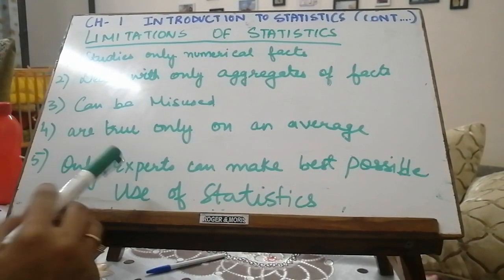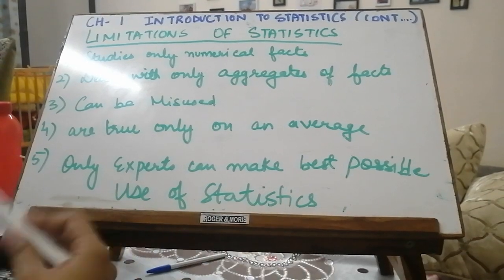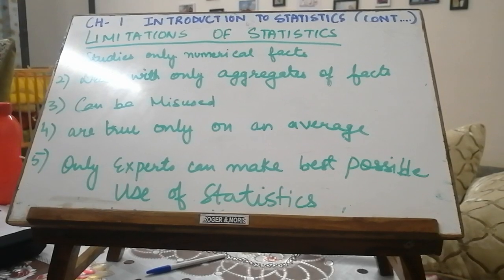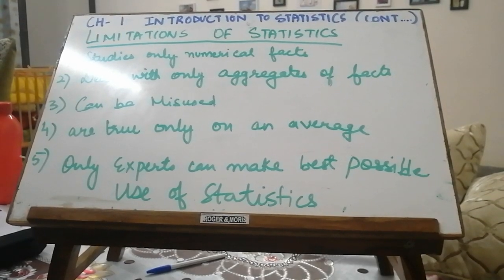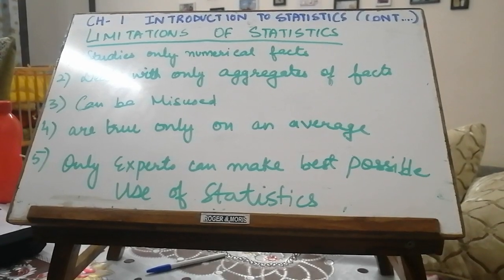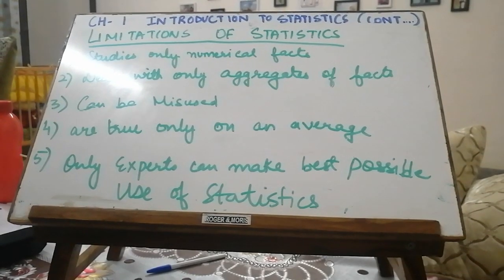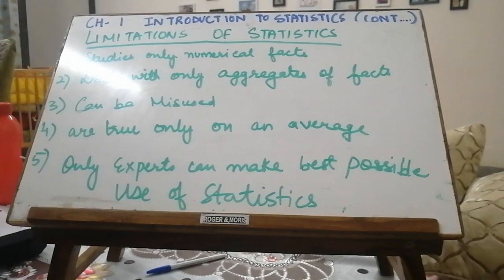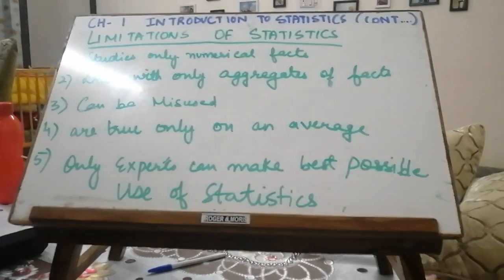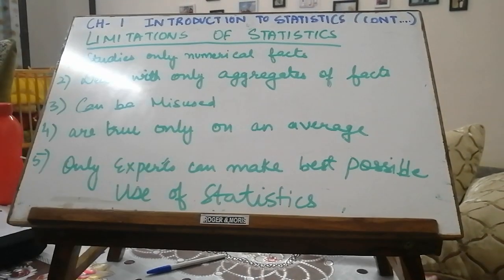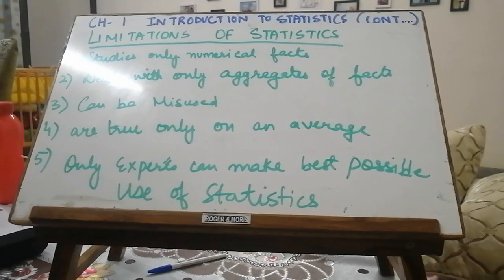Then the fifth point: only experts can make the best possible use of statistics. Again, this is related to the previous one. If you're not aware of the statistical tools or what interpretation you can make out of them, you cannot use statistics in your field of study. So you have to be an expert to be able to use statistics, otherwise you'll not be able to use it. Any amateur, any new person cannot use it.